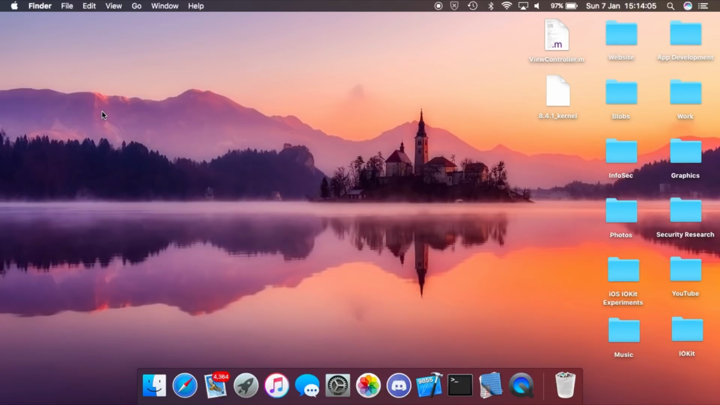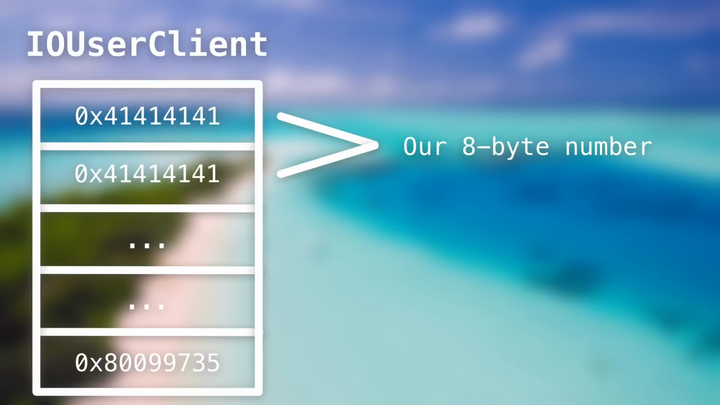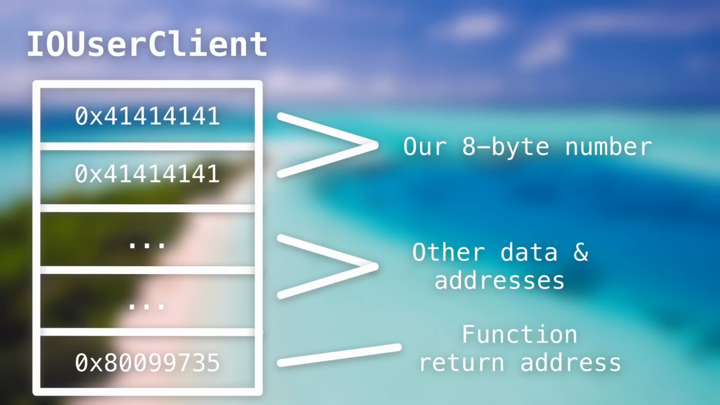So to help you understand what is going on behind the scenes when we create the IOUserClient, this diagram should help explain it. So we have the IOUserClient, and then we have the 8-byte number that we specified. So there's the two 4-byte numbers of 4141, and then underneath that is going to be some other data and addresses and things I don't really care about, but somewhere down the line, and I believe it's position 9, there'll be the return address of the function we're currently in. Now this obviously should not ever be disclosed, and we shouldn't be able to read this, because that would allow us to defeat KASLR. So this is basically the layout of the memory.